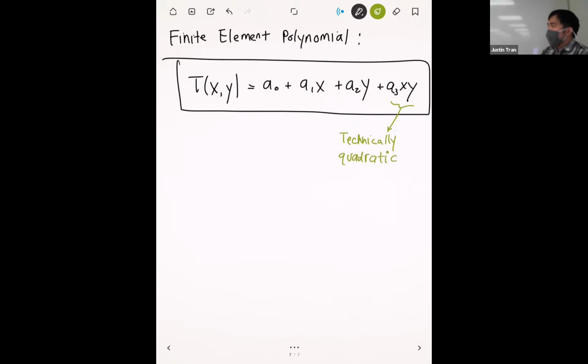But what we call this in finite elements is the pseudo linear term. Because technically, yes, you multiply x and y, it's technically a quadratic term, but at the same time, it's linear in x and it's linear in y, and so it's pseudo linear. And so, just to respect the linearity of this, we call that pseudo linear, even though technically it's not. But in order to actually have a consistent solution with the quadrilateral, we need that extra term there in order to have that 4th constant.